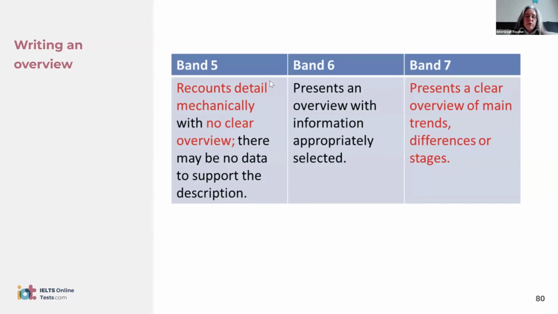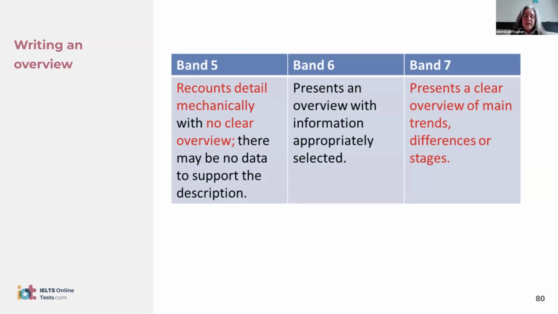So the most significant part here is the difference between band 5 and band 6. So let's focus on that. If you look at band 5, you can see that it says, round about the middle of what we've got here, no clear overview. Whereas if we look at band 6, it says here, right at the start, presents an overview. So notice the difference between band 5 and band 6. Band 6 presents an overview. Band 5, no clear overview.